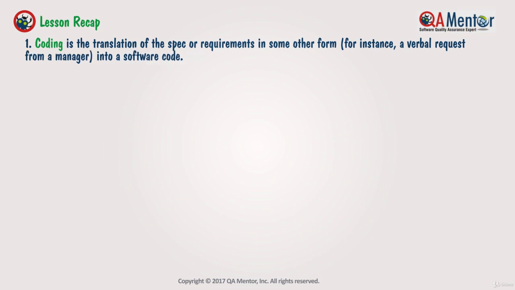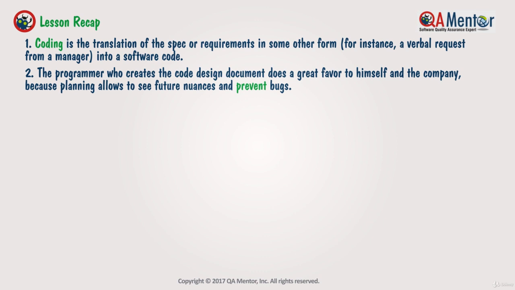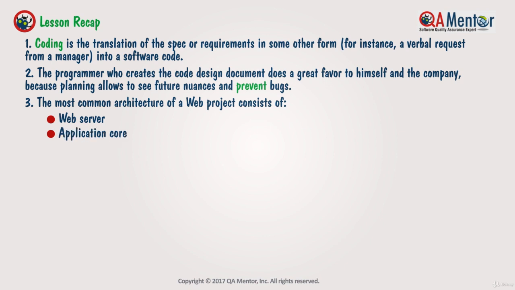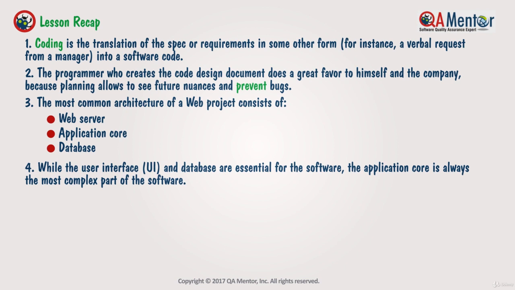Lesson recap. 1. Coding is the translation of the spec or requirements in some other form, for instance a verbal request from a manager, into a software code. 2. The programmer who creates the code design document does a great favor to himself and the company because planning allows to see future nuances and prevent bugs. 3. The most common architecture of a web project consists of the web server, the application core, the database. 4. While the user interface or UI and database are essential for the software, the application core is always the most complex part of the software.